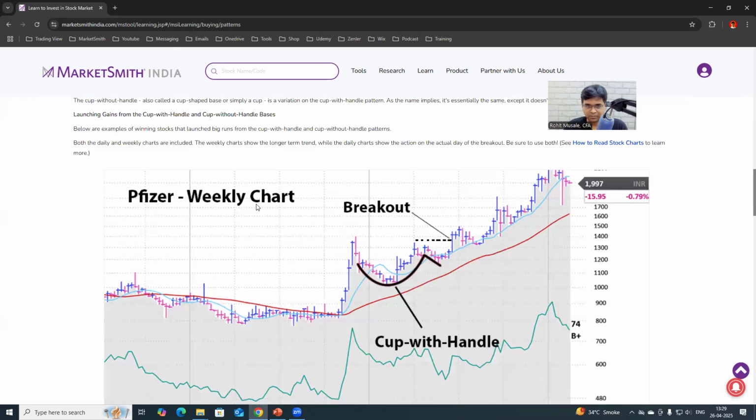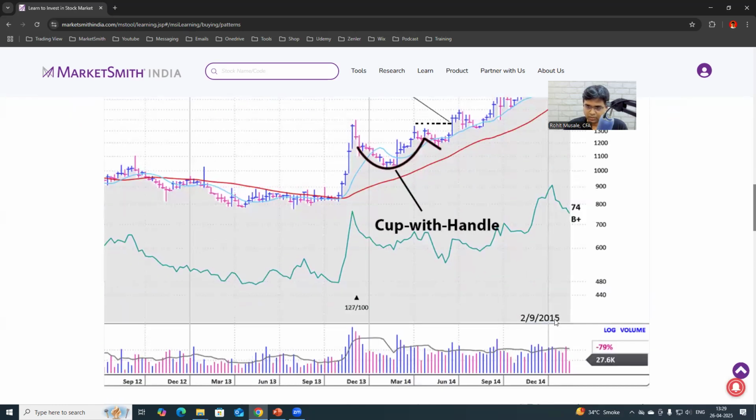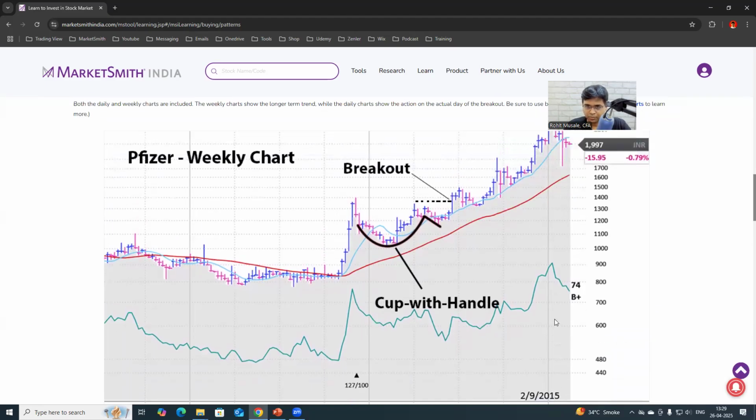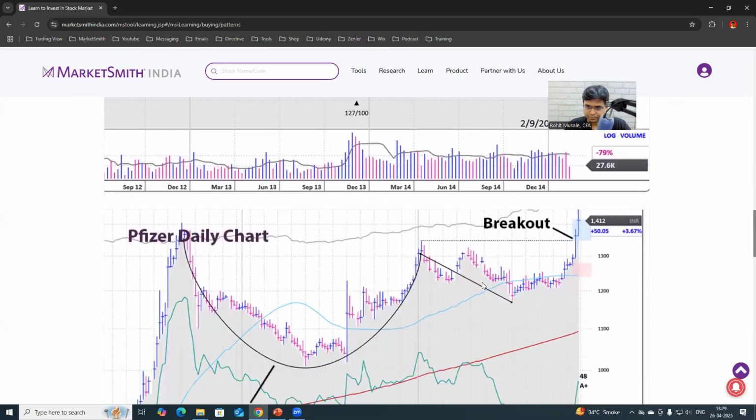This is Pfizer weekly chart. This is an old time frame chart. So as per regulations, I'm allowed to show this chart to you. So you see there is a nice cup, there is a nice handle, there is a nice pivot point that is being marked, and that's the buy price within 5% of that range. Okay. And then the stock begins to go up.